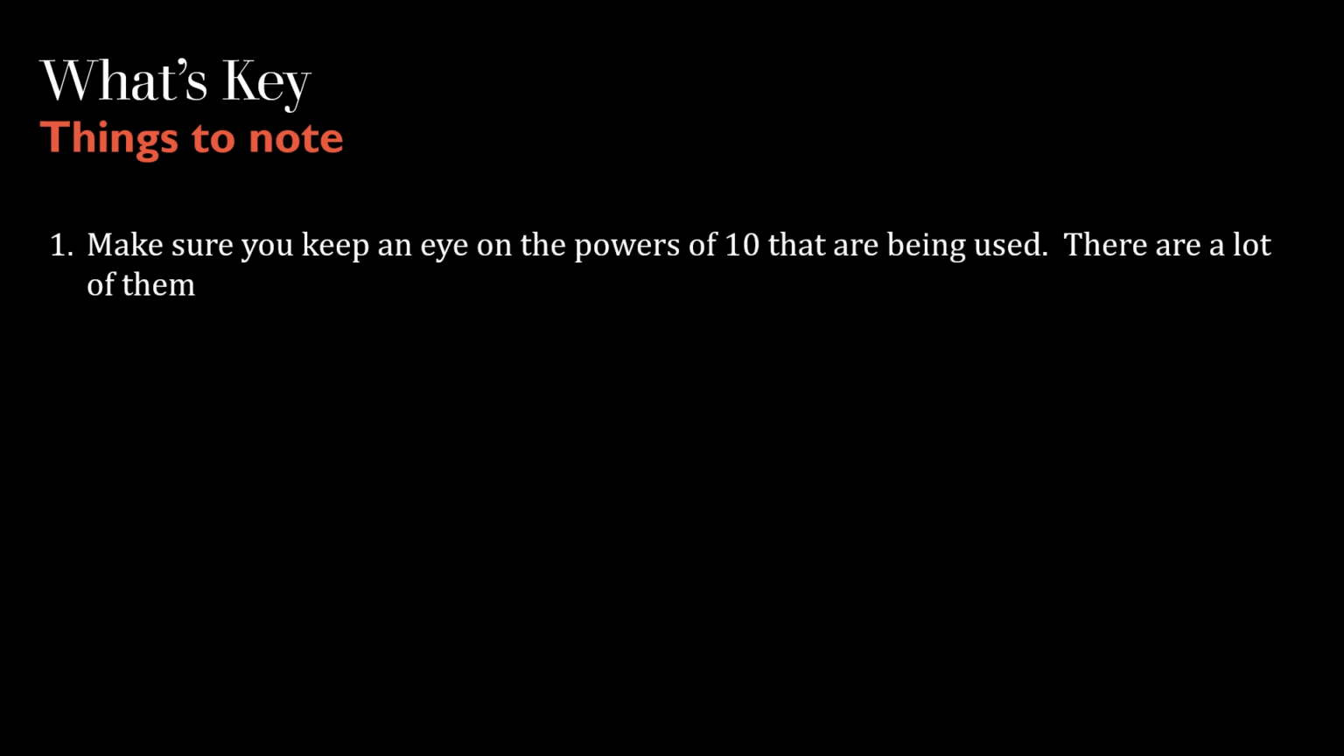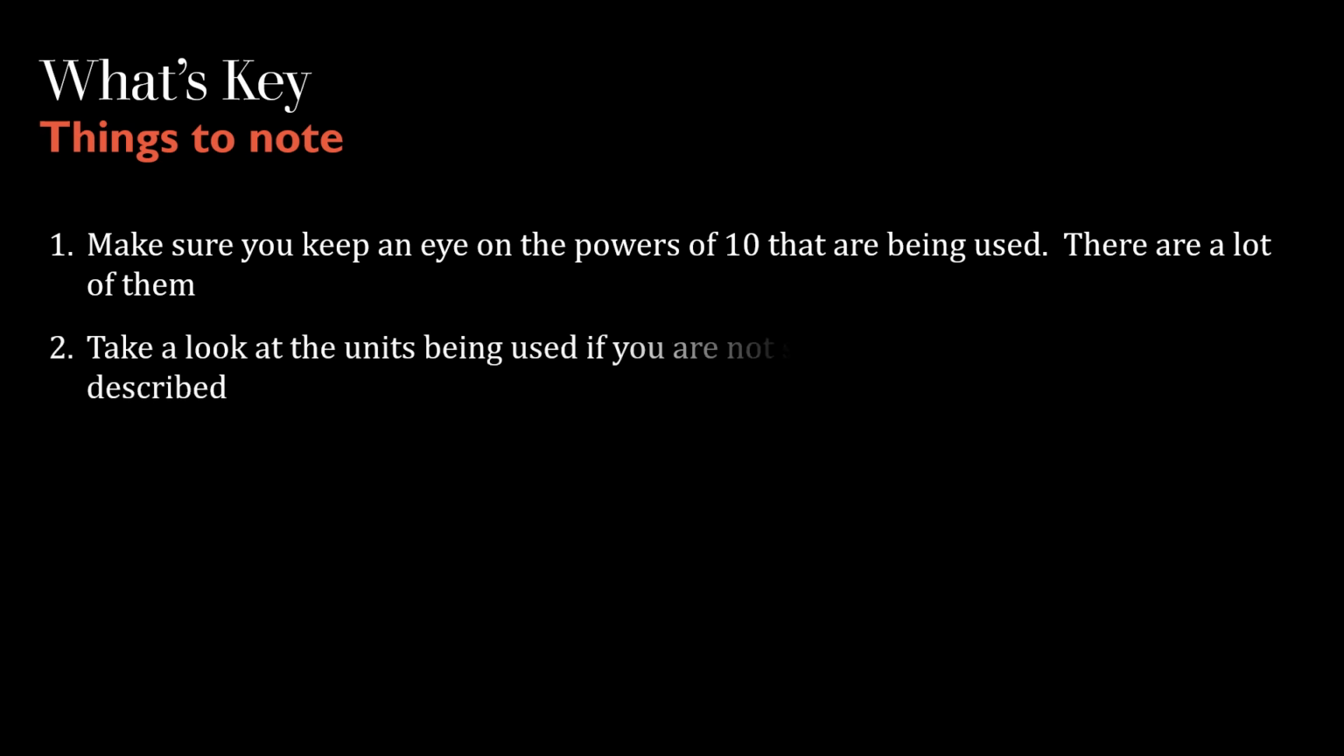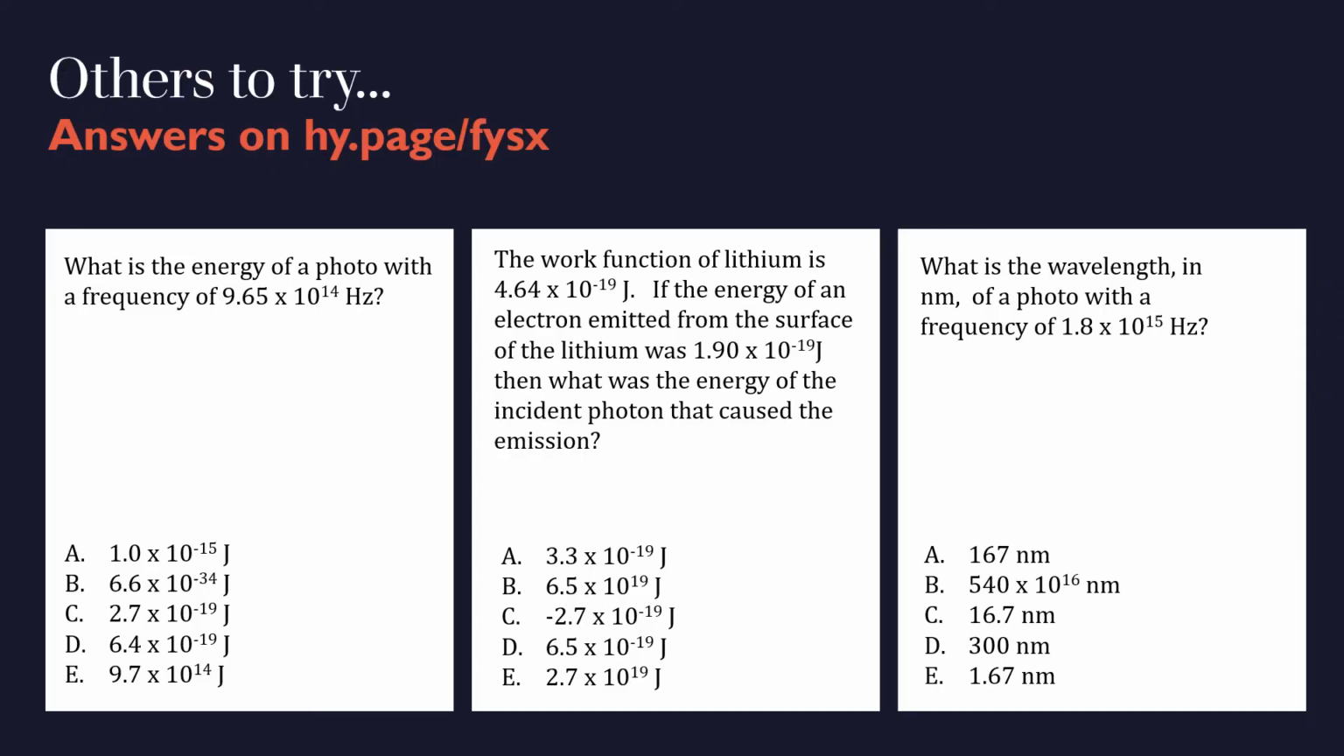Some of the key things to watch out for in this question: keeping an eye on those powers of 10 that are being used. There are a lot of them. Not missing out the squaring of the speed. I think that's another really important step. And then making sure you've got the subtraction in the correct order. Always take a look at the units being used, because if you're not sure what kind of variable is being described, sometimes the units will help you out.